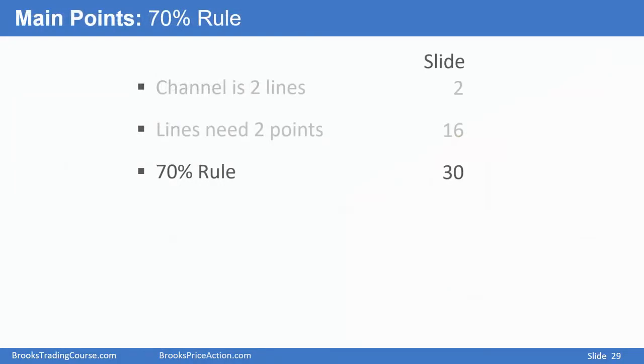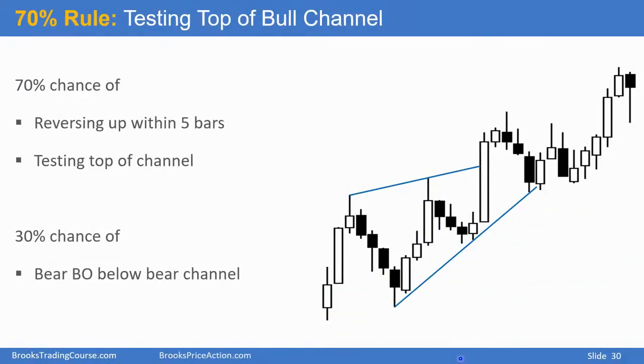I talked several times about the 70% rule. I'm going to talk a little bit more about it here. As I said, you can call it a 70% rule, maybe 75% rule, but the general idea is that if you have a bull trend and you get a breakout above the top of the trend, 70% chance that you'll get a reversal down within 5 bars.